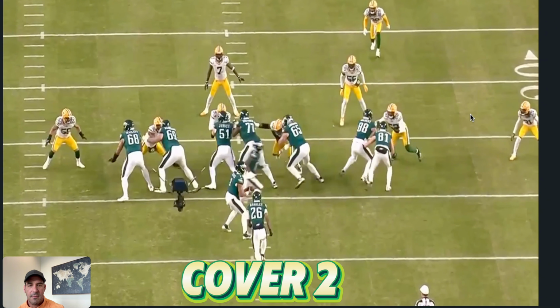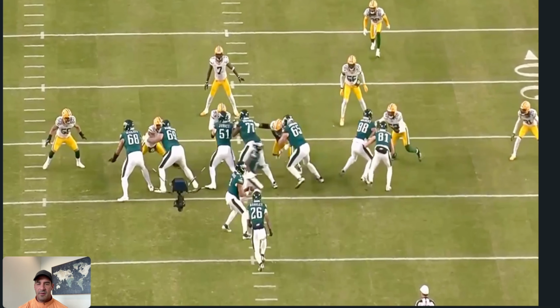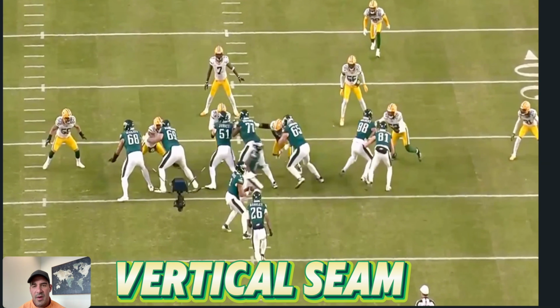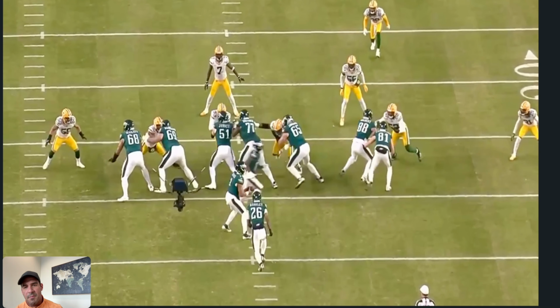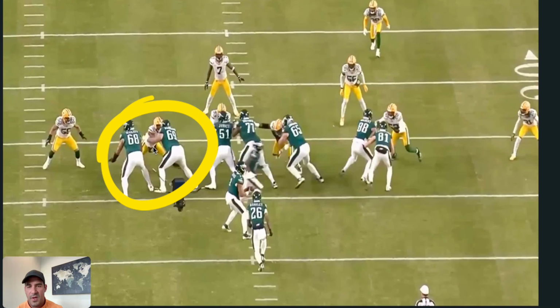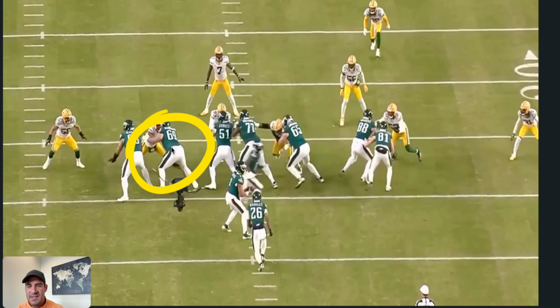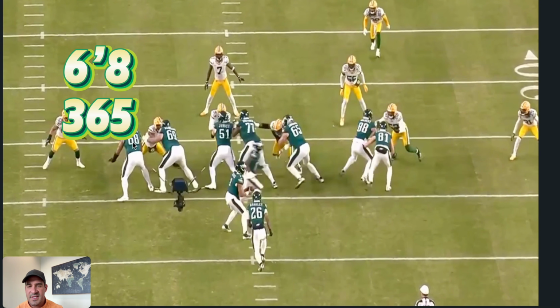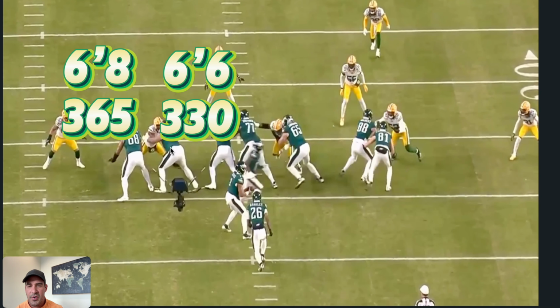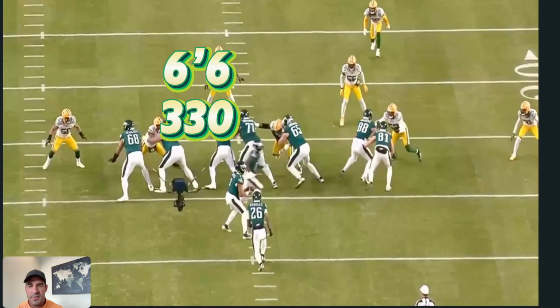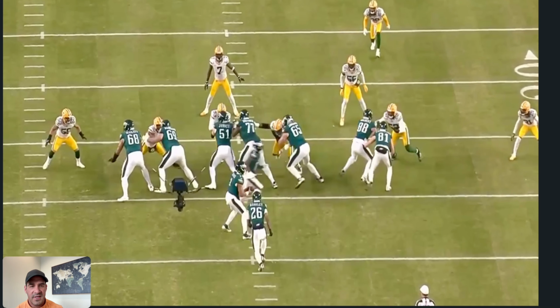All right. Now, what we want to talk about here is a phenomenon that comes up in the run game sometimes called a vertical seam. All right. And what you're going to notice is because of the strength of this side of the offensive line for the Eagles, Jordan Mailata, Landon Dickerson here, these guys are huge, right? 6'8", 365 pounds, 6'6", 330 pounds. These guys are earth movers. All right. And you're going to see how it affects this play.